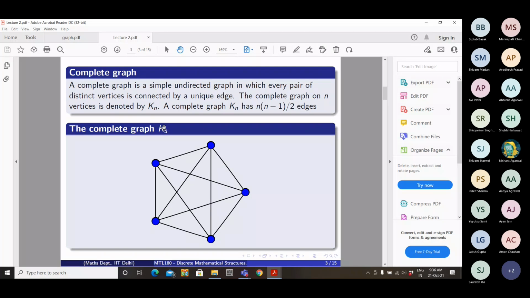Here I want to make one comment: if you have a complete graph Kn, then the degree of each vertex is n minus 1. If you look here, the complete graph is K5 and the degree of each vertex is 4. You see that 1, 2, 3, 4, and for this vertex it's 4 also, and it's the same for all the others.